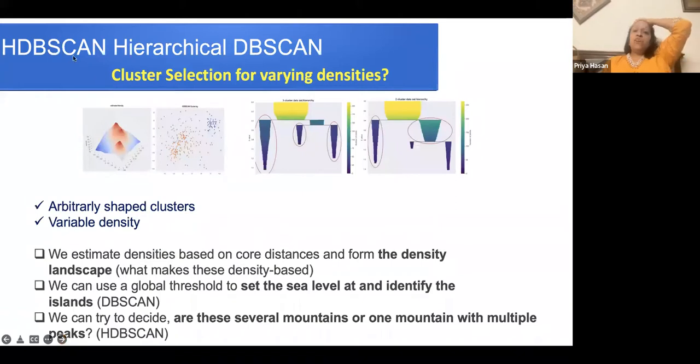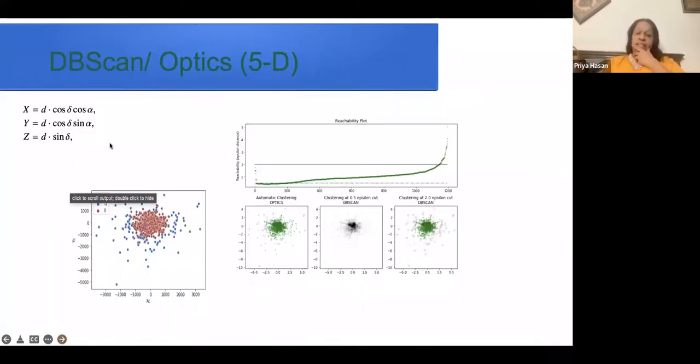The other advantage is also of using HDBSCAN, which is a hierarchical DBSCAN. It's just an improvisation of DBSCAN, where we can estimate densities based on core distances and it actually works for a variable density, because otherwise your sea level will be the same for everything, but here you can vary it depending upon what is the level. So it kind of creates a hierarchy. So we use these three different methods to identify.